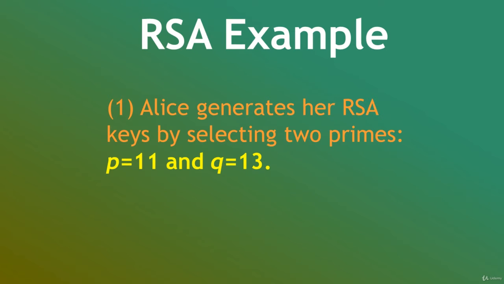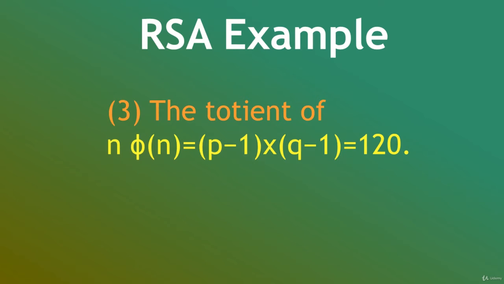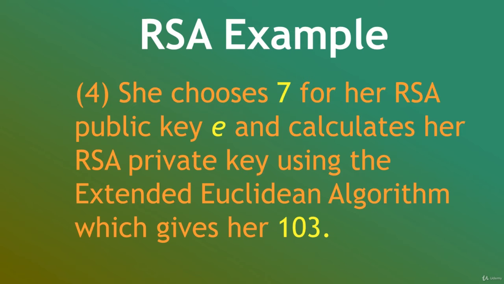While the math may sound complicated, an example can really simplify things. Let's look at a simple example. Alice generates her RSA keys by selecting two primes, where P equals 11 and Q equals 13. The modulus, therefore, equals P times Q, which is 143. Therefore, n equals 143. The totient of n, phi of n, therefore, equals P minus 1 times Q minus 1, which equals 120. Next, she chooses 7 for her RSA public key, e, and calculates her RSA private key using the extended Euclidean algorithm, which gives her 103.